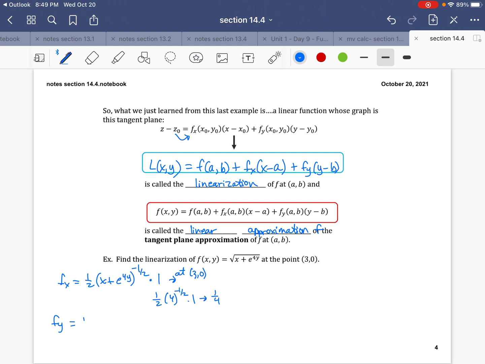All right, fy, so start off the same way, 1/2, x plus e to the 4y, the negative 1/2. Now I have to do the derivative of the inside with respect to y, so the x goes away, my e to the 4y, the derivative will be e to the 4y times 4. All right, and we're going to have to do this at 3, 0. So let's go ahead and do that. If I plug 3 and 0, I get the same thing in the beginning here. So I get 1/2, 4 to the negative 1/2. But now it's times 4, e to the 4 times 0, so e to the 0 is 1. All right, so basically I have my old answer that I had before, but now it's times 4, so my answer is 1.